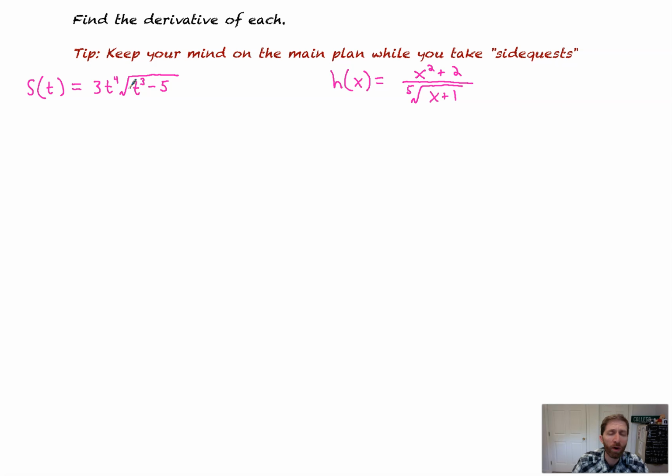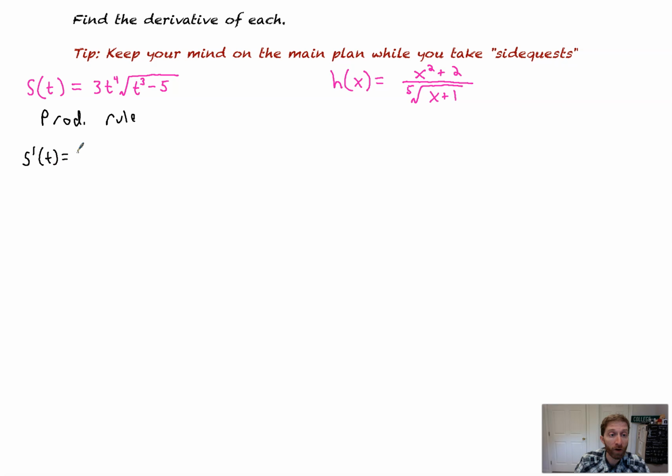So here we're given a product, right? You've got 3t to the fourth times the square root of t cubed minus 5, and we're asked to find the derivative. So what do we do? We can't simplify it at all. But we notice that we're going to need the product rule, right? So I just kind of mark that down. I'm going to need the product rule. That's the overarching plan, right? So I do that, and that's what my brain focuses on.